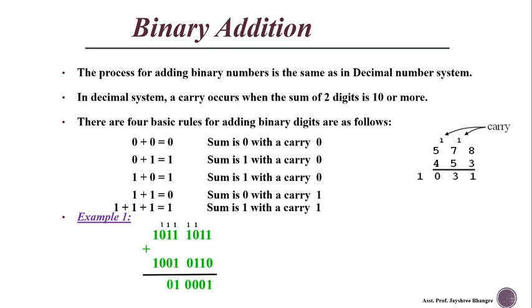Here 1 plus 0 is 1. No carry is generated, so the carry is 0. For the last column, 1 plus 1, the sum is 0 and carry 1. As no further bits are available, we don't forward this carry to the next column. So we can say that the final carry is generated from the MSB, and here we get the result of the addition of these two binary numbers.